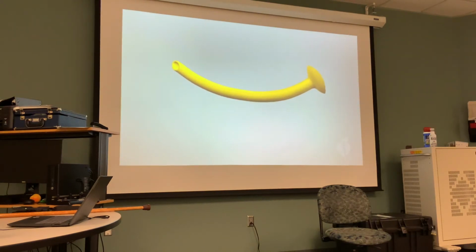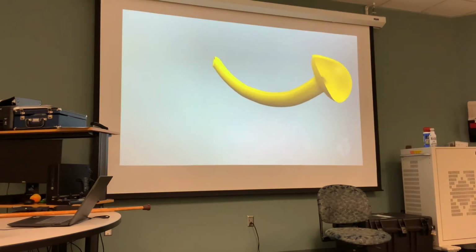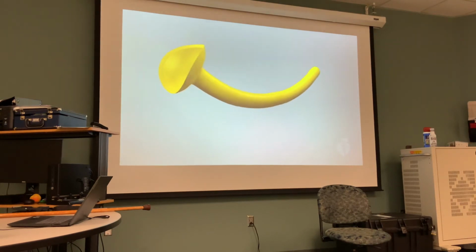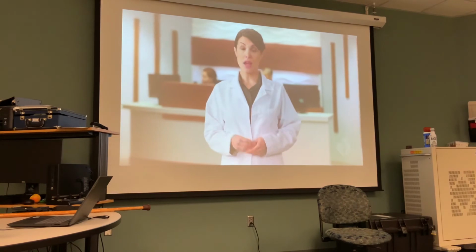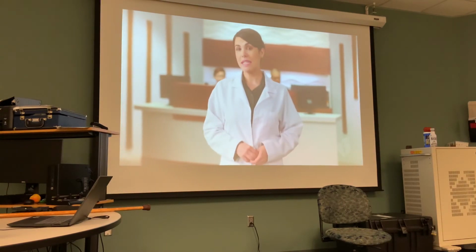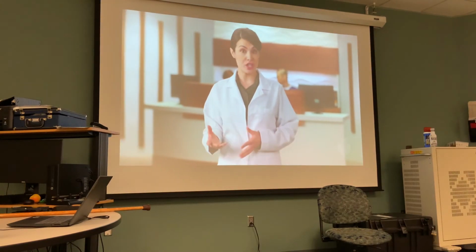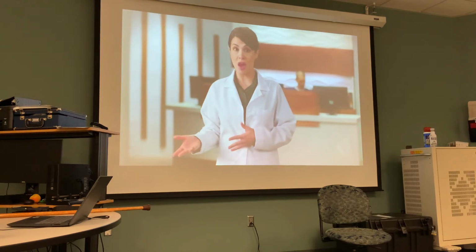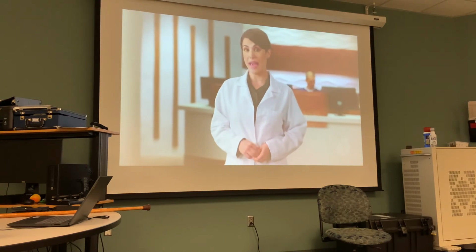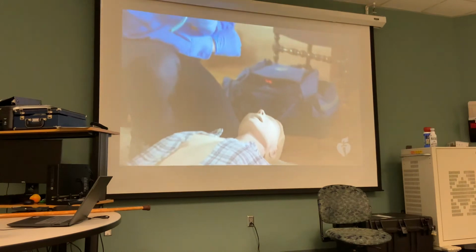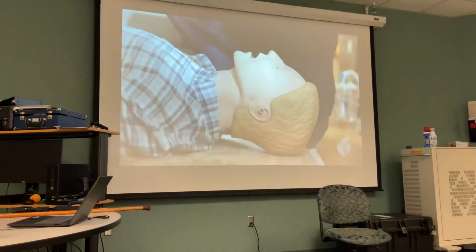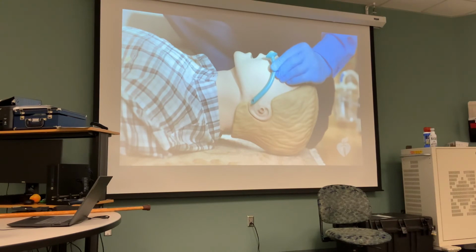The NPA is a soft, curved, hollow tube that can be inserted through the nostril to facilitate ventilation and suctioning. Unlike oral airways, NPAs may be used in patients who are conscious, semi-conscious, or unconscious, with or without a gag reflex. In choosing the correct size, make sure that the length of the NPA is the same as the distance from the tip of the patient's nose to the earlobe.